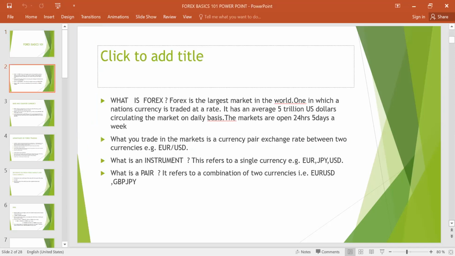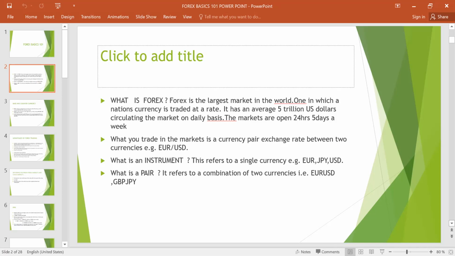So the major question when it comes to Forex is basically what is Forex? That is the most important thing that anyone will always want to know before any other thing, before even the profits or anything else. So you need to be able to explain what Forex is. So Forex is basically the largest market in the world. It's one in which a nation's currency is traded at an exchange rate between two currencies. That's a comparison between the exchange rate of two countries. It has an average of 5 trillion US dollars each and every day circulating the market. So that shows you how much liquidity there is in the markets, or flexibility there is in the markets. So you can always make a lot of money in these markets. The markets are usually open 24 hours, 5 days a week.